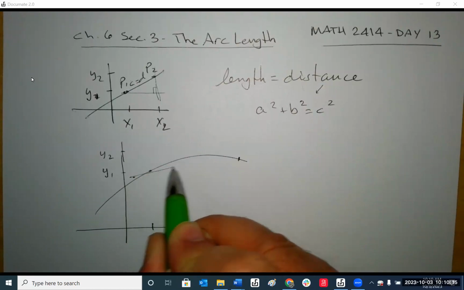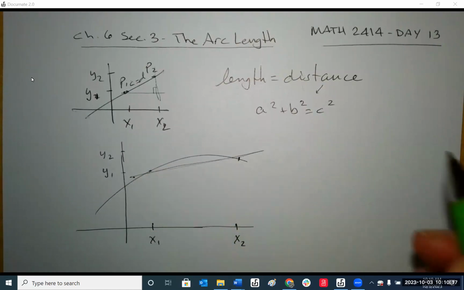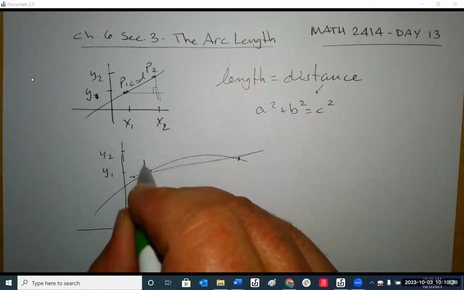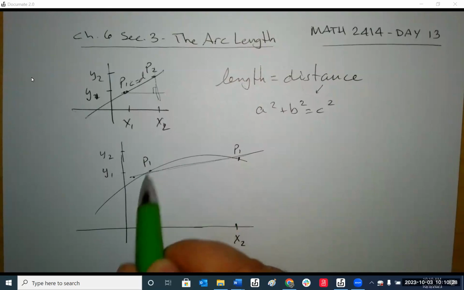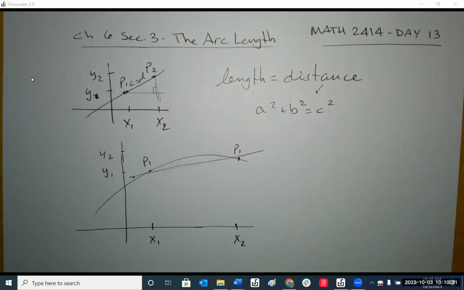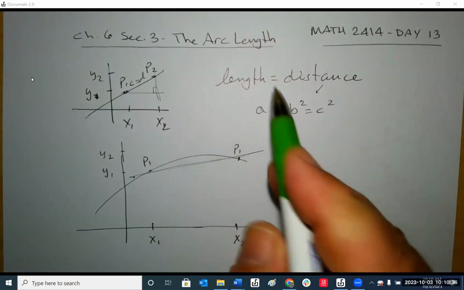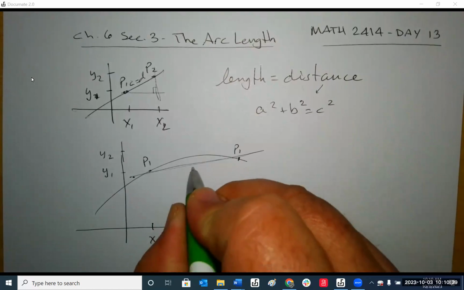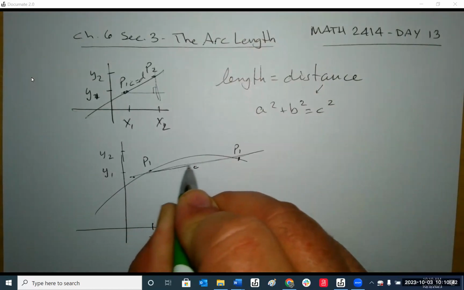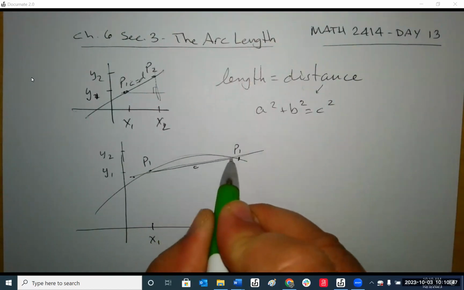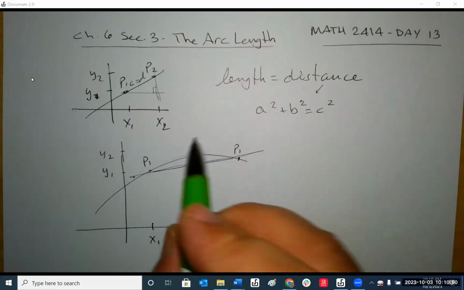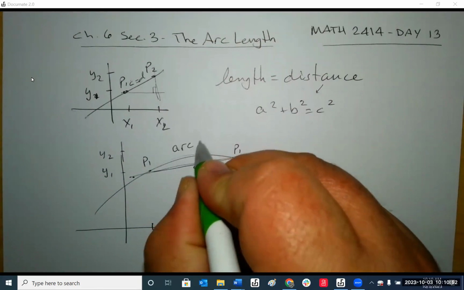So we could look at the secant line and figure out the distance between point 1 and point 2. But is that going to be the accurate distance of this curve? No. Because the Pythagorean theorem, the formula we just had, would only find this length here. And obviously, this length here is what is called the arc length.